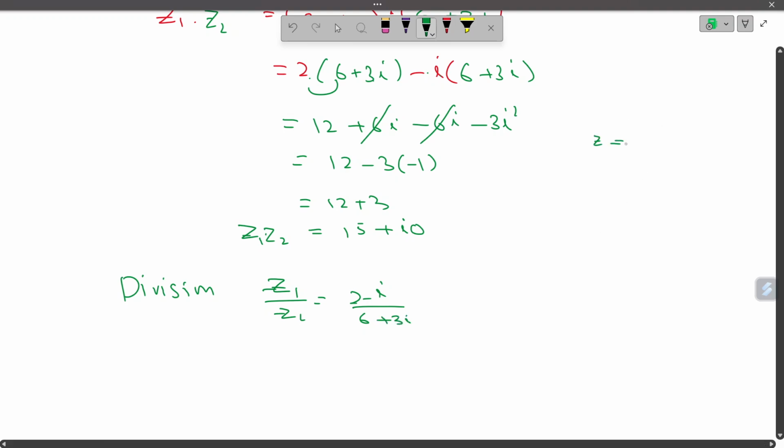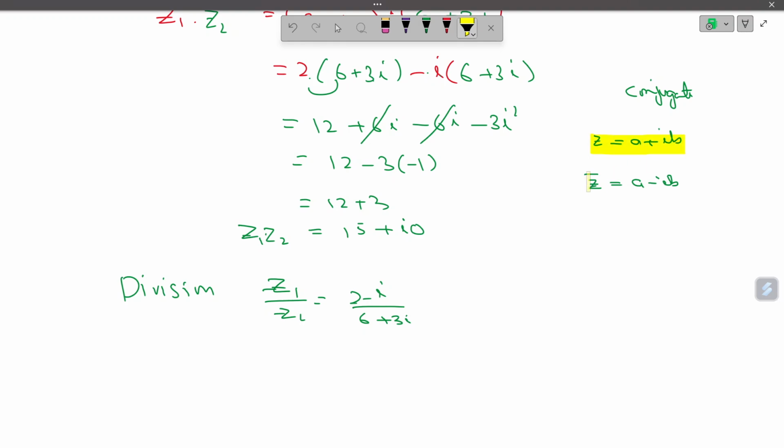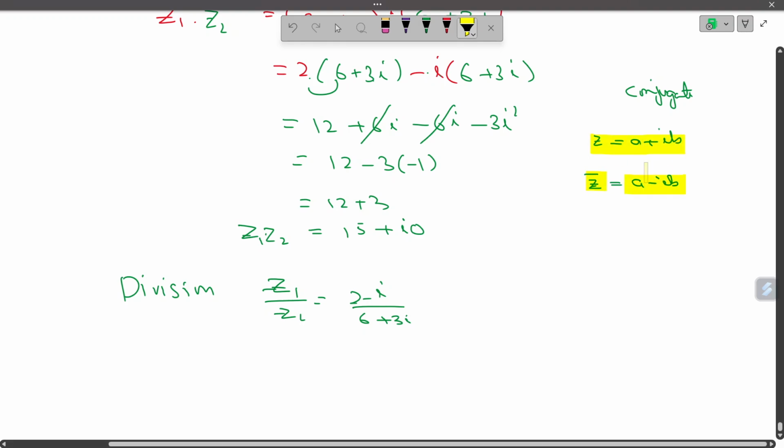Suppose z is a complex number a plus ib. The conjugate of z is a minus ib. Please make a note. Conjugate of a complex number: suppose our z is a plus ib, the conjugate is a minus ib. So whenever you are going for the division, you have to take the conjugate of the denominator. 6 as it is.